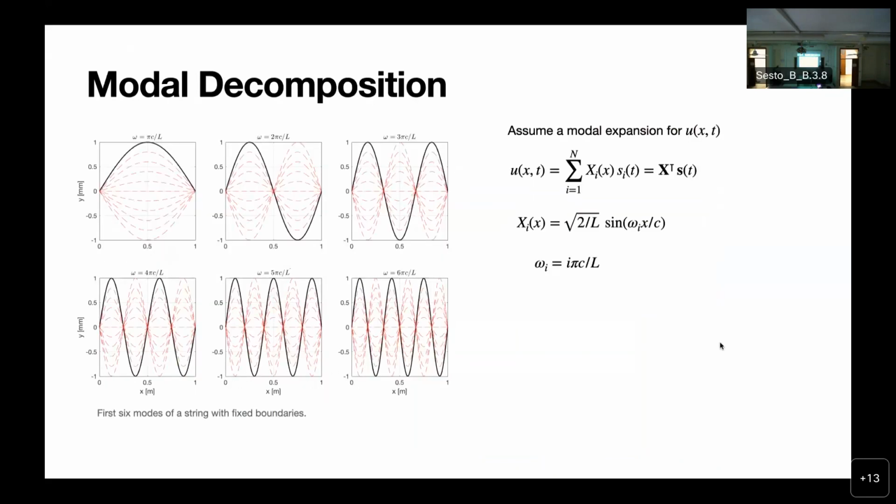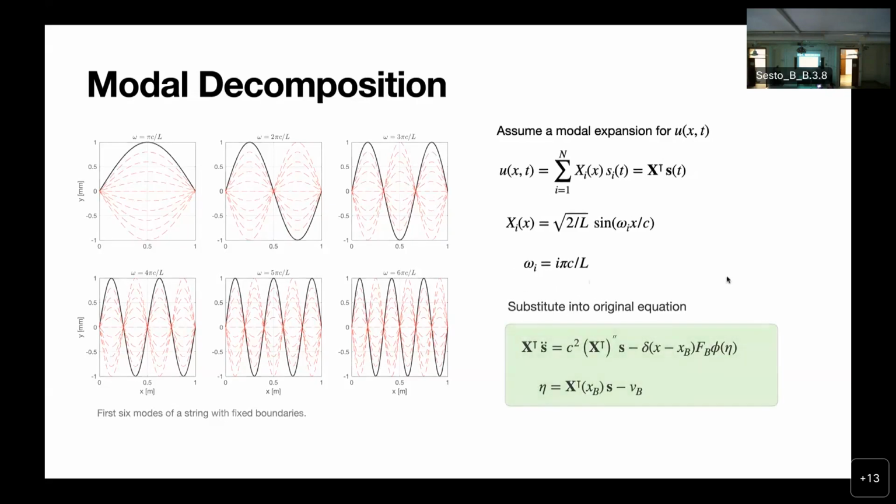There is a bunch of different ways that you can use in order to solve this complicated system. But one useful way is to use a modal expansion. So you just assume that your displacement can be written as a sum of modes, which are just the sine functions displayed on the slide. And the modes are harmonic, meaning that you have the first mode which vibrates at omega 1, the second mode vibrates at 2 omega 1, the third mode vibrates at 3 omega 1, and so on and so forth.